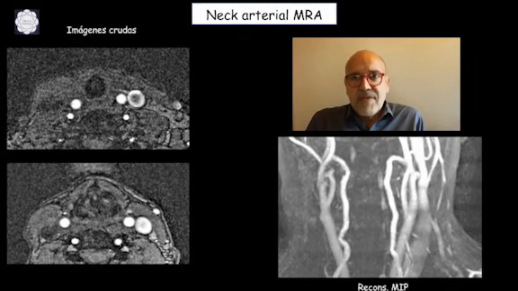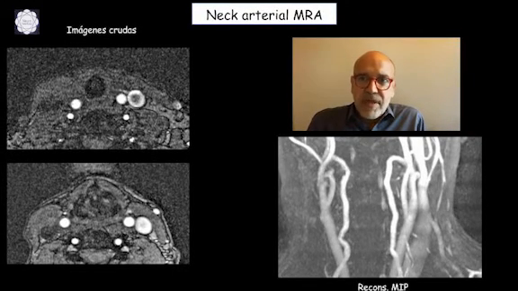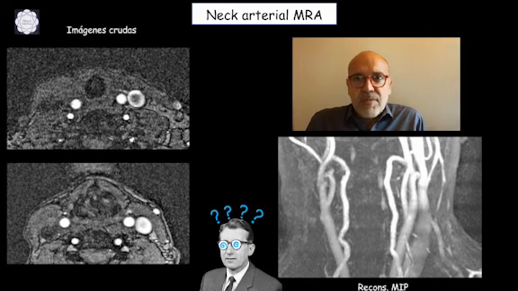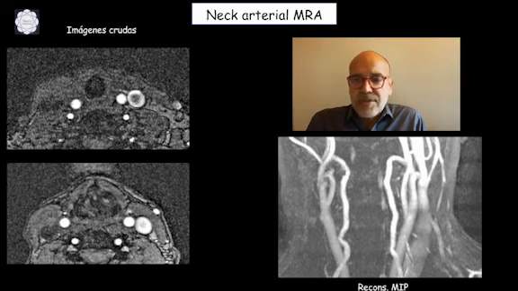Here you have the images of the MR angiography of the neck vessels. This is an arterial phase with a TOF 2D sequence. You have the raw images and the MIP reconstructions. So with all these findings, we decided to perform a diagnostic procedure which revealed the diagnosis.